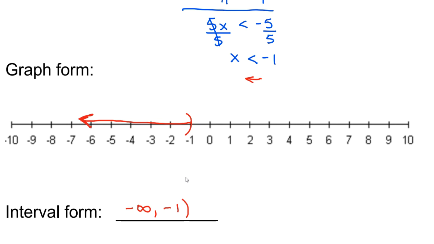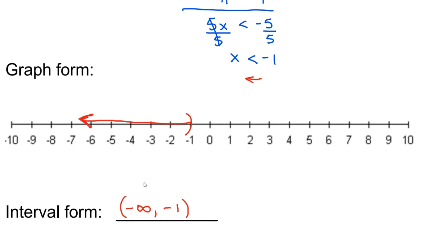enclosures for our interval tell us whether or not that number is included. Well, we said that negative 1 is not included. That's why we use a parenthesis. Infinity is not a number that can be included because it goes on forever. So our infinity symbols, whether it's negative infinity or positive infinity, are always going to be parentheses.